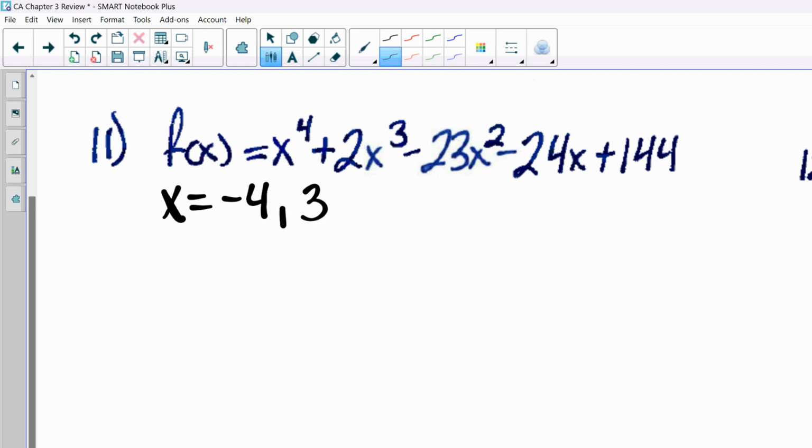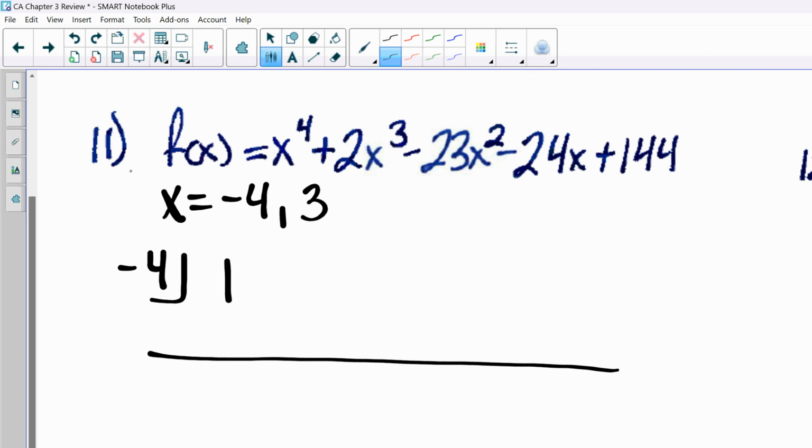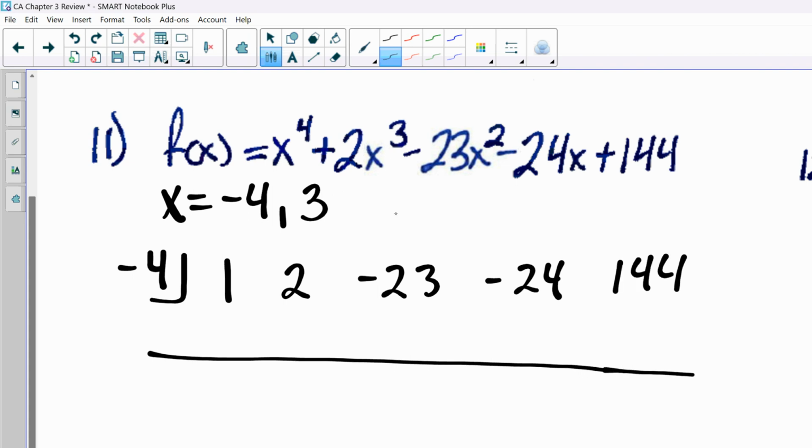How many solutions should we have? 4, because the degree is 4. And we can check this to make sure, so we can say -4, 1, 2, -23, -24, 144. Well, -4, and go through synthetic division, because if it does give us a remainder of 0, then it is a solution.